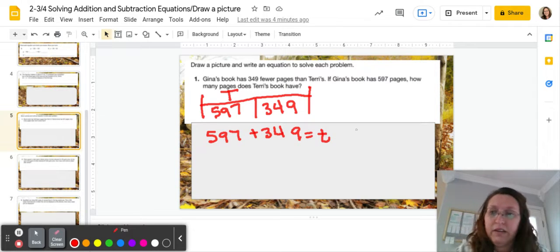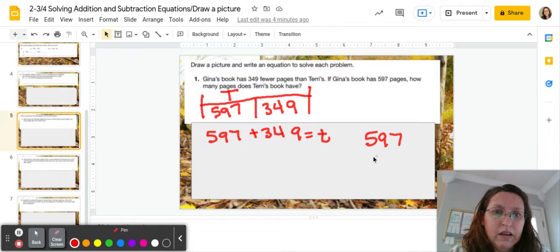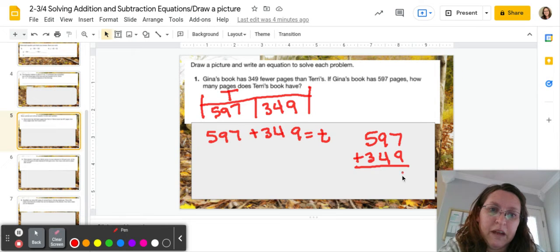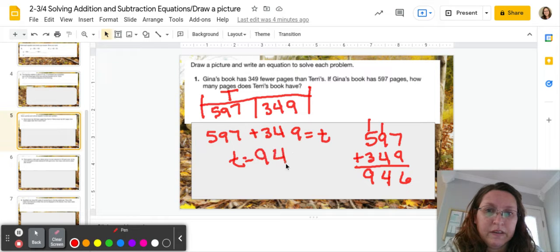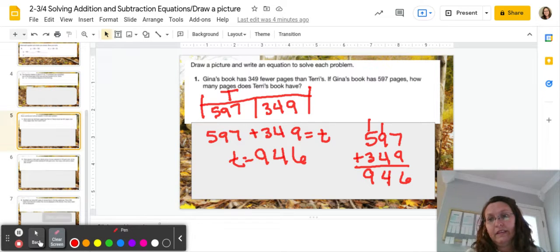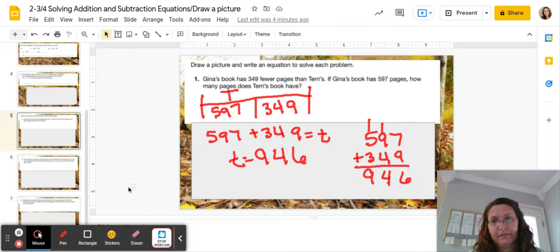So how would I solve it? To solve it, I would add them. So I would do 597 plus 349. 7 plus 9 would give me 16. 9 plus 1 plus 4 would give me 14. 5 plus 3 plus 1 would give me 9. So my answer, T, equals 946. Let's go to our next problem.